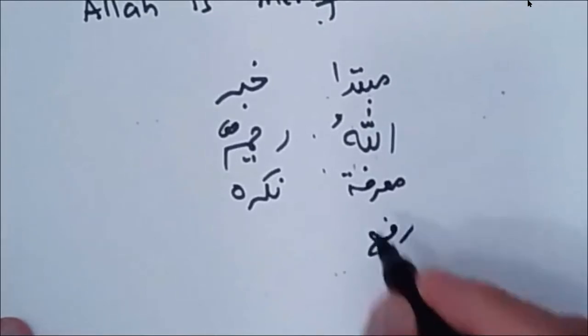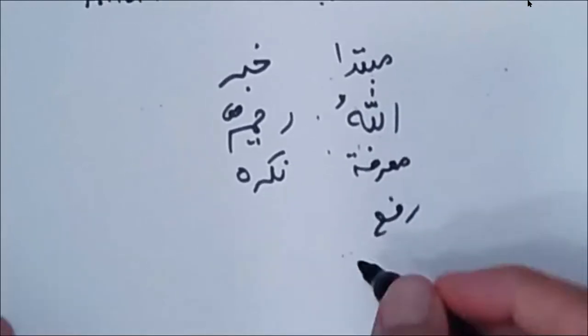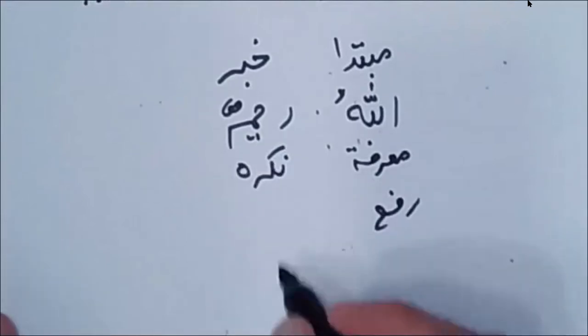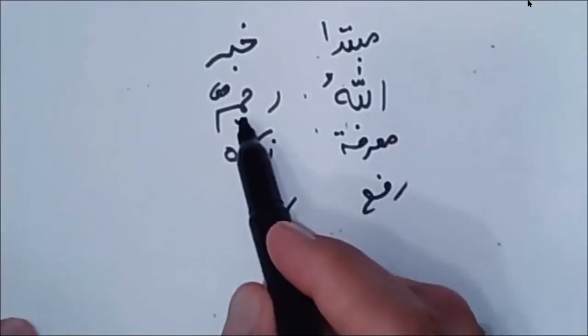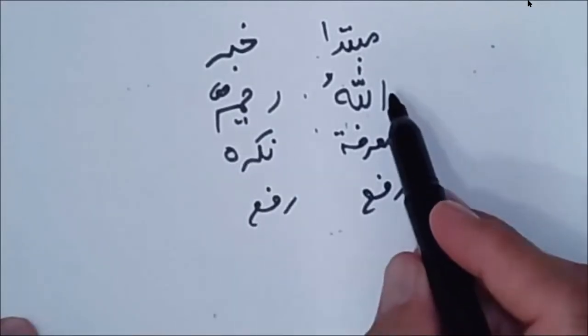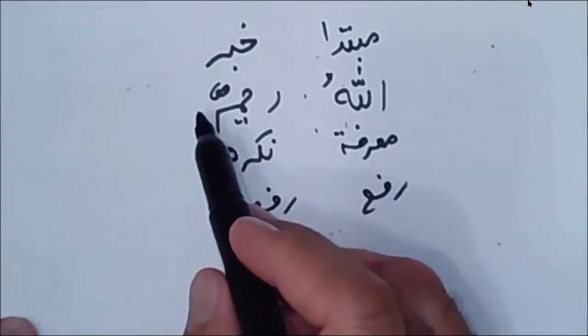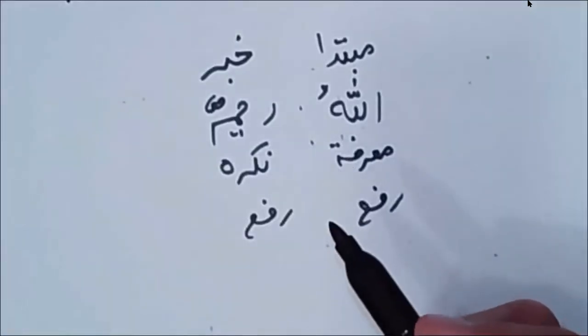Is it in Halat Rafa? Rafa, yeah. Okay. And is Rahimun Rafa? Rafa, yes. Is Allah male? Yes. And Rahim is male, right? Male, yes. Is it singular? Singular, and Rahim is singular. Very good job. So why is there a single dhamma on Allah?